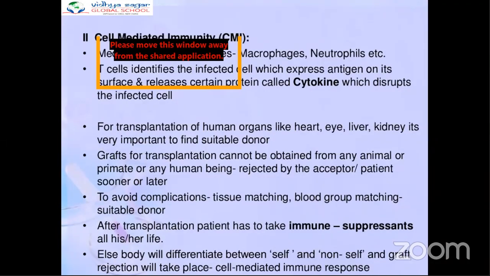For transplant, when the person is going for organ transplantation, the organs are called grafts, G-R-A-F-T-S. For transplantation of human organs like heart, eye, liver, kidneys, it is very important to find a suitable donor. Blood we can donate easily from one person to another by screening, like O positive, O negative. But for organ transplantation, tissue matching and blood group matching are needed to find a suitable donor. Grafts cannot be obtained from any animal, primate or any human being.